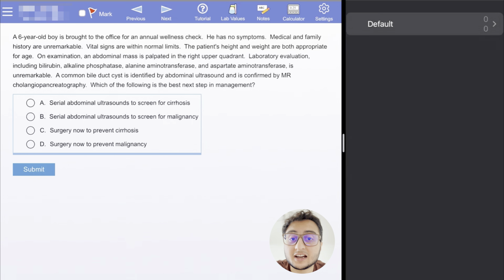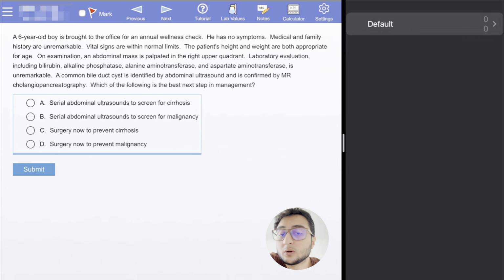Secondly, the system that they're targeting is GIT, and within GIT, they're targeting the hepatopancreatobiliary system. And third, they've already confirmed the diagnosis for us. This is a common bile duct cyst. Now they're just asking what we're going to do with that cyst.